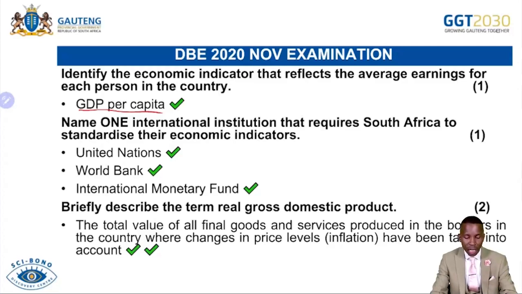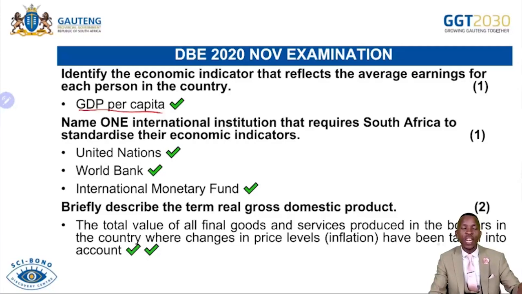And then briefly describe the term real gross domestic product. A real gross domestic product is the total value of all final goods and services produced within the country, where changes in price level or inflation have been taken into account. Remember, real GDP is when inflation has been removed. We talk about GDP at constant prices there. The inflation effect has been removed. Then we have a real GDP.